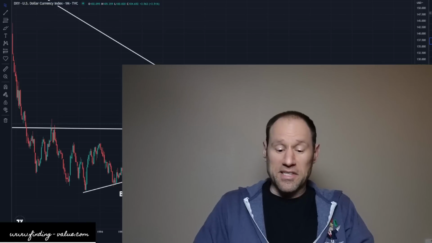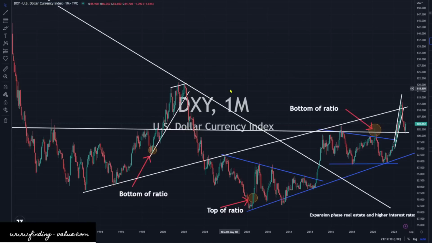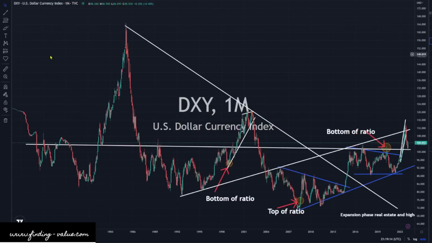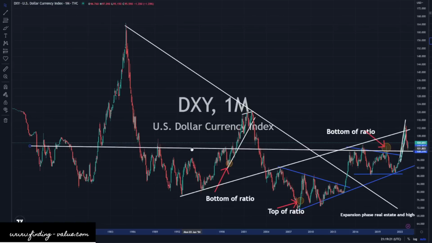So let's dive in here. Let's take a look at everything. So we've got the DXY here. I know this is a busy looking chart. Big long-term view. We've got a resistance line that's this white line right here. That guy right there. You've got support coming in.